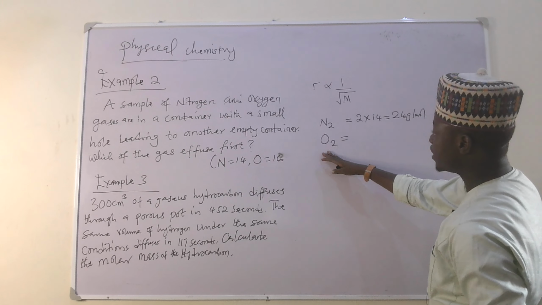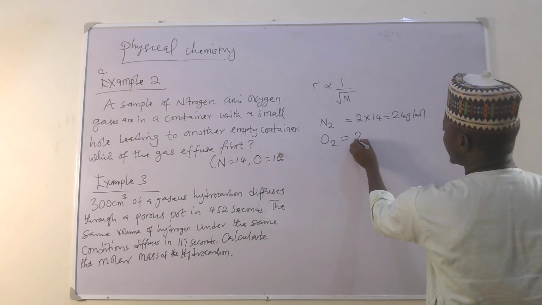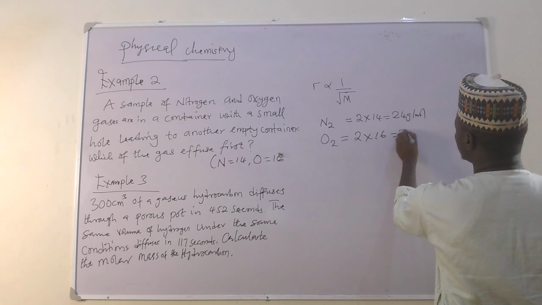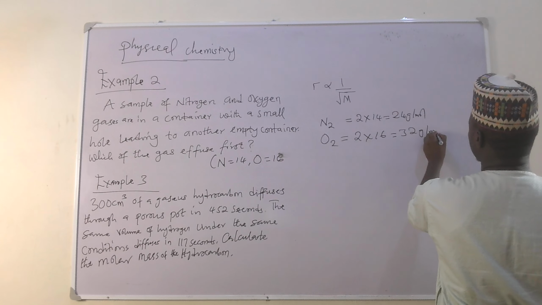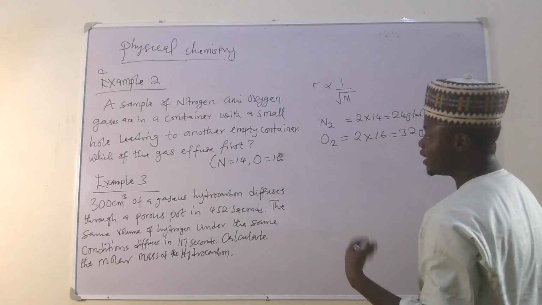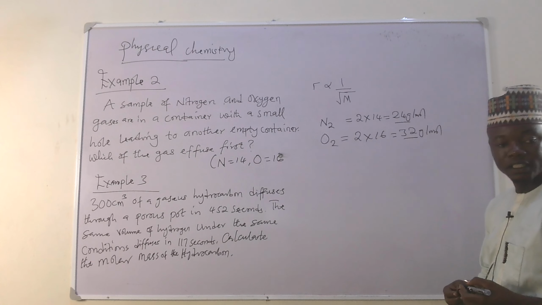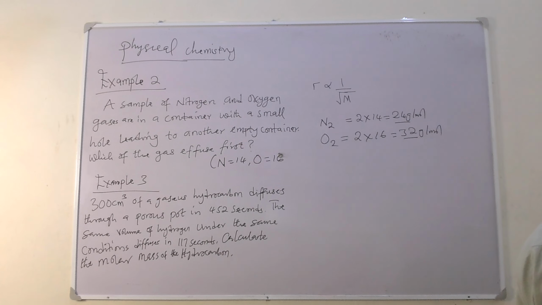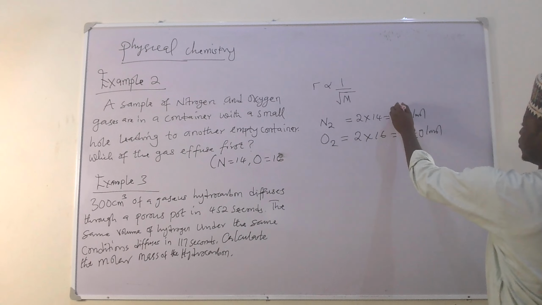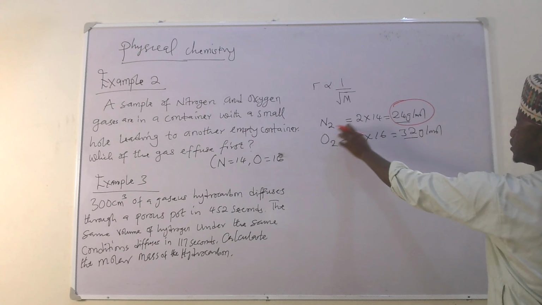And how many oxygen do we have here? We have 2 oxygen. So we have 2 times 16, and this will give us 32 grams per mole. And then the next thing now, we are going to look at the molar mass of the two gases. Between these two gases, which one has the lower molecular weight? The one with the lower molecular weight in this case is nitrogen.